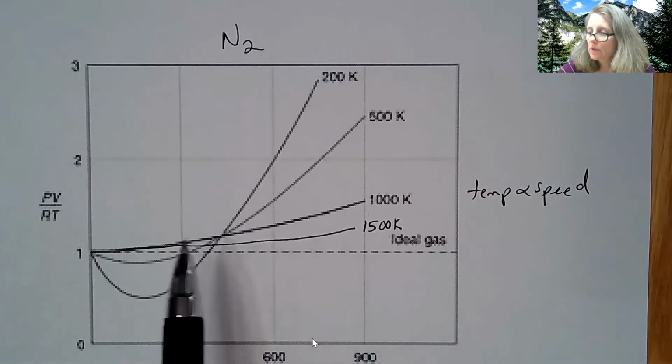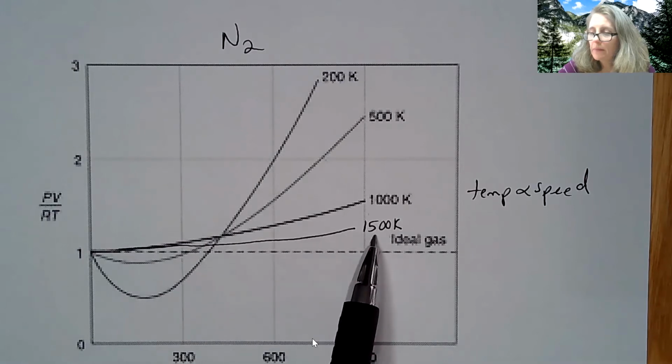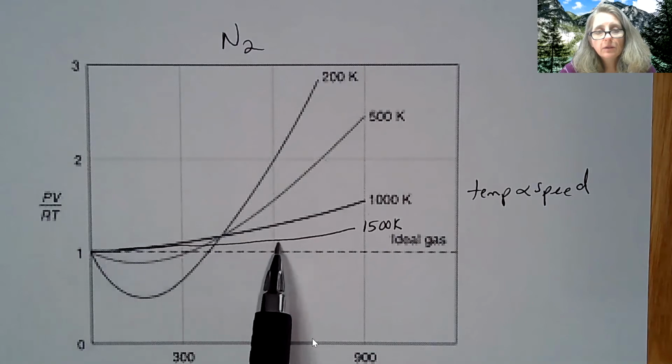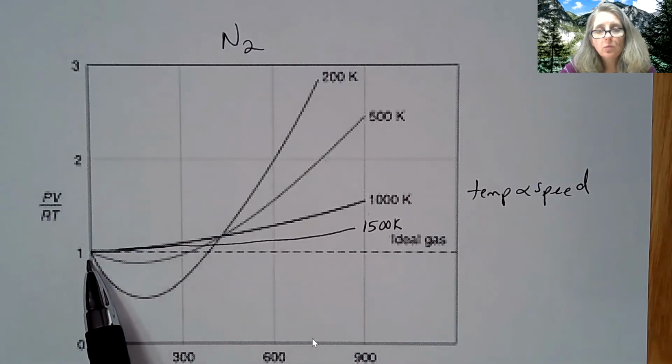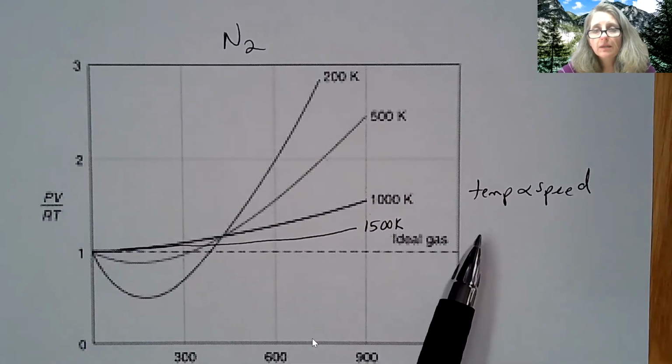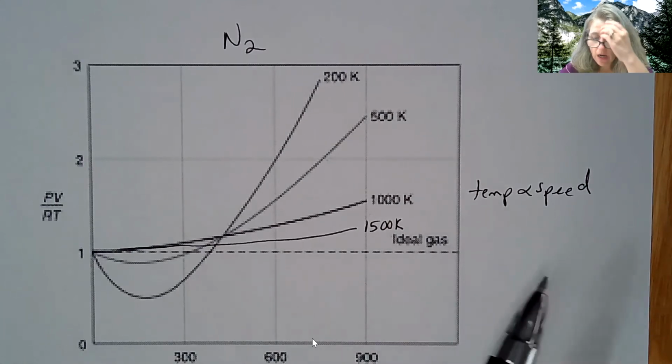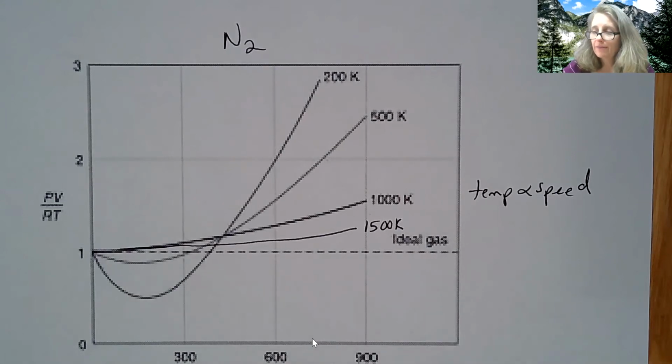So if I were to draw a line in here at a much higher temperature, say 1500 Kelvin, you would see that the line would get closer and closer to the optimal one for the ideal gas law, because temperature is going to be proportional to the speed of the particle. So the faster the speed, we're going to have that.